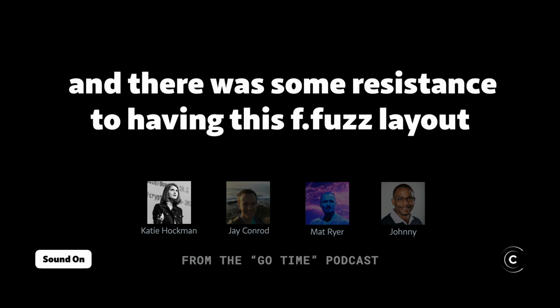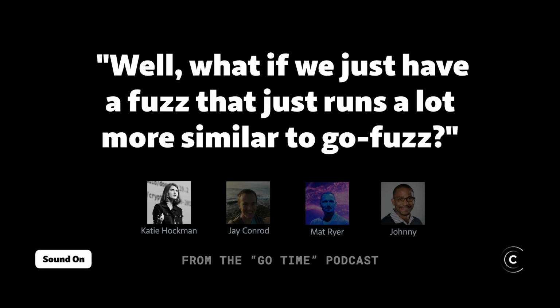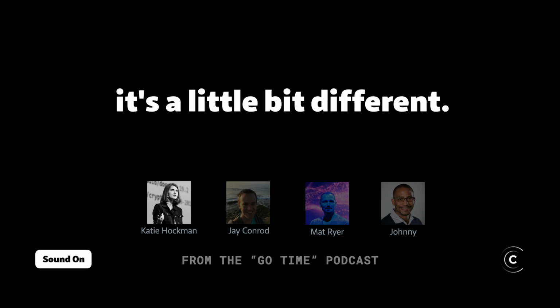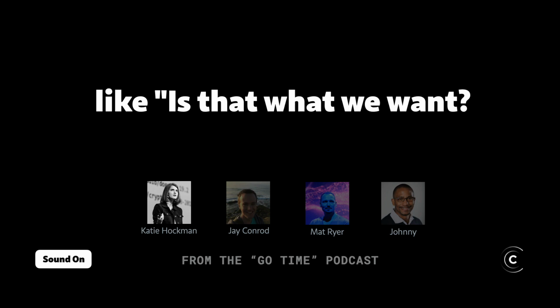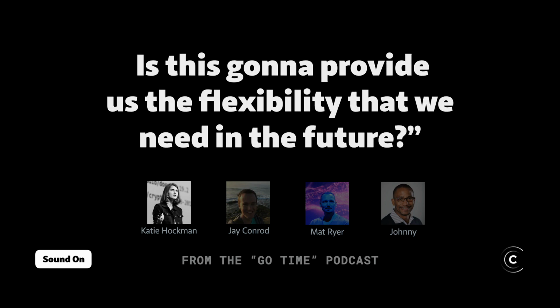And there was some resistance to having this f.Fuzz layout because it's different than a testing.T from a unit test. And so people were like, well, maybe what if we just have a fuzz that runs a lot more similar to Go Fuzz? And if you look at that design, it's a little bit different. And that's what people are used to. And so there's a little bit of resistance. Like, is that what we want? Is this what people are used to? Does this look right? Is this going to provide us the flexibility that we need in the future?